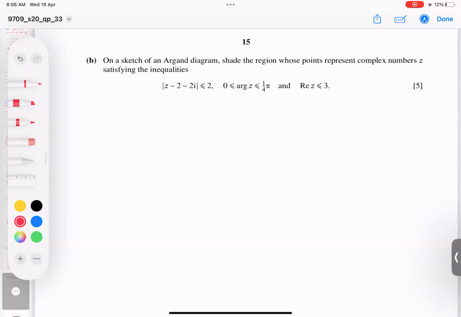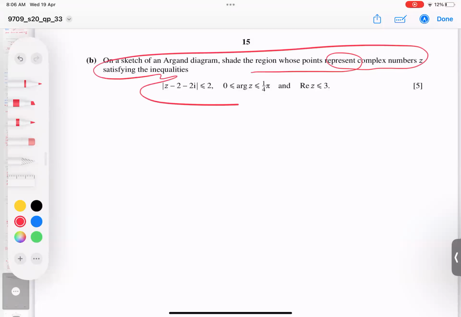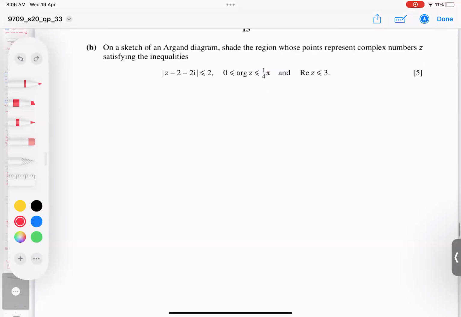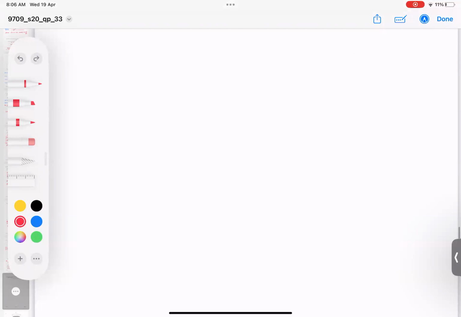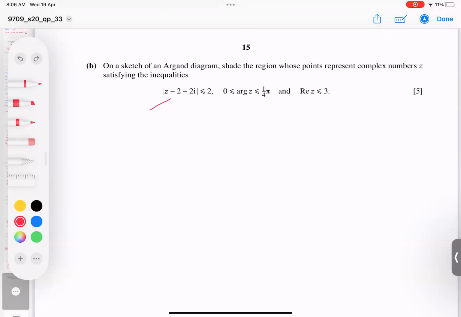On a sketch Argand diagram, shade the region whose points represent complex numbers satisfying all three inequalities. So one by one, we check how we can make it. There are three inequalities. Number one, this is a circle equation, but how to reshape it? This negative is compulsory to take common out. We are bound to write like this. Make sure this negative sign is fixed. And this is called the center of the circle. This is called the radius of the circle.